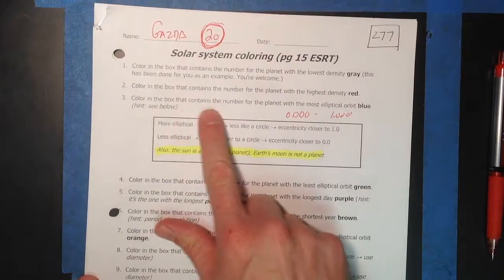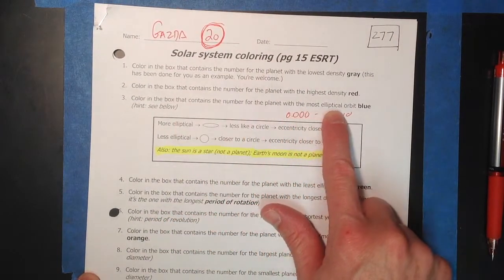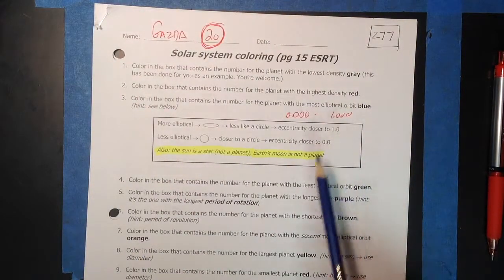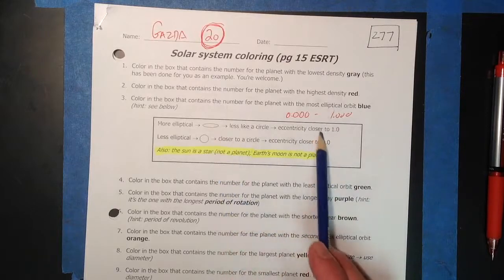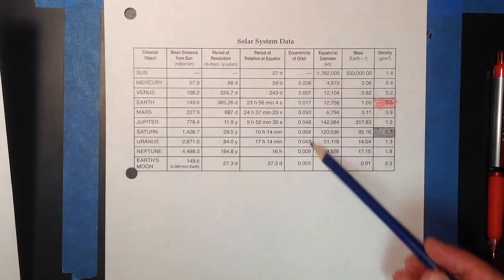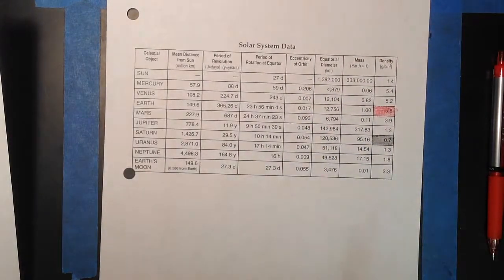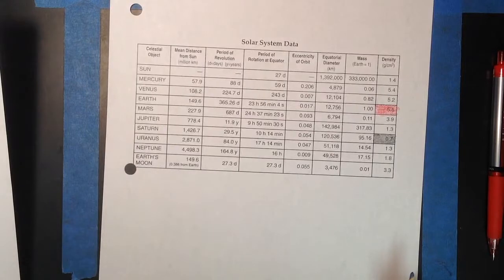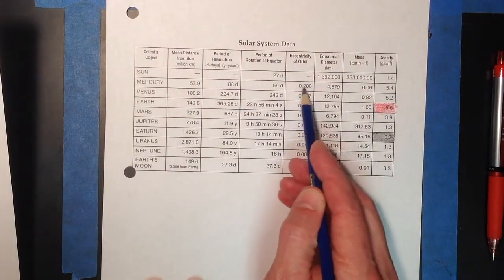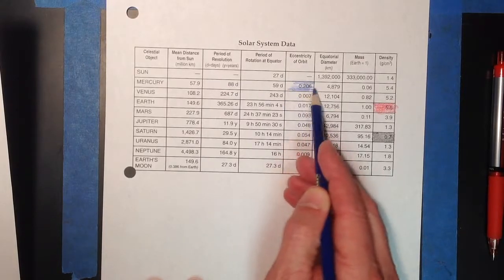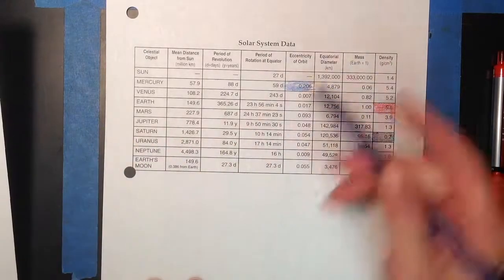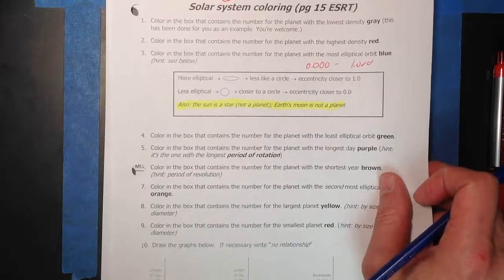So, color in the box that contains the number for the planet with the most elliptical orbit blue. Okay, so blue is going to be this, and the most elliptical is going to be the highest number here. So I have to look under eccentricity. What's the highest number? It's difficult because they're decimals. The highest would be closer to 1. That is Mercury. I'm coloring in the box. That's what I mean by coloring in the box with a number. That is blue, the highest eccentricity. Mercury has the most oval shape of all the planets in our solar system.